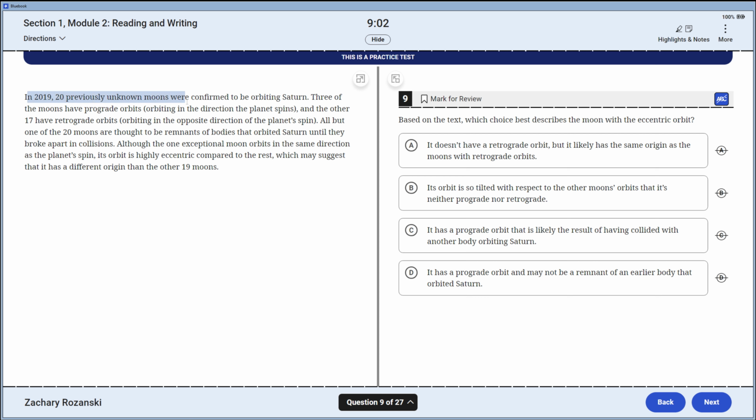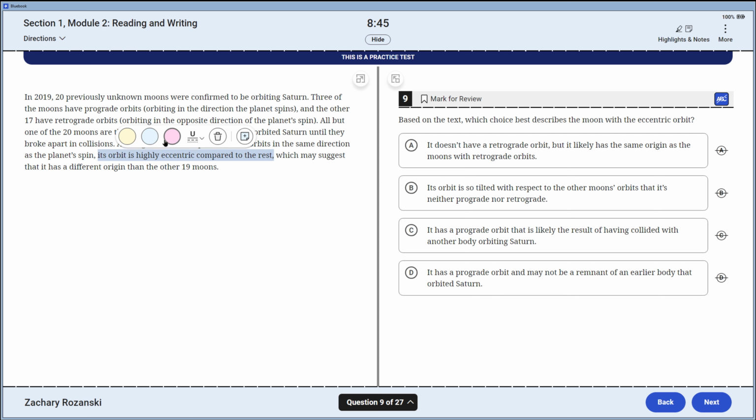Which best describes the moon with the eccentric orbit? We're going to read this. 20 previously unknown moons were confirmed to be orbiting Saturn. 3 of the moons have prograde orbits. That's a definition for it. And others have retrograde. That's a definition for it. All but one of the moons are thought to be bodies of Saturn until it broke apart, although one exceptional moon orbited in the same direction. It's highly eccentric.